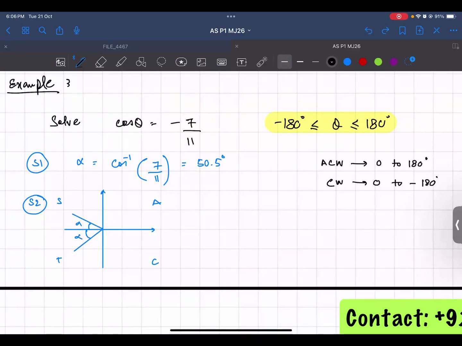So if I move in the positive direction, I am getting one solution, which is less than 180, right? And if I find it in the clockwise direction, I get this as theta. So now the final solution: theta is equal to, first of all, in the positive angles, 180 minus alpha, so 180 minus 50.5. And now if I work it out in the negative angles, I have negative 180 plus alpha.